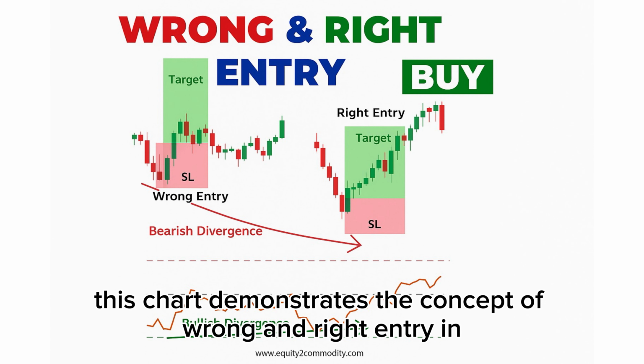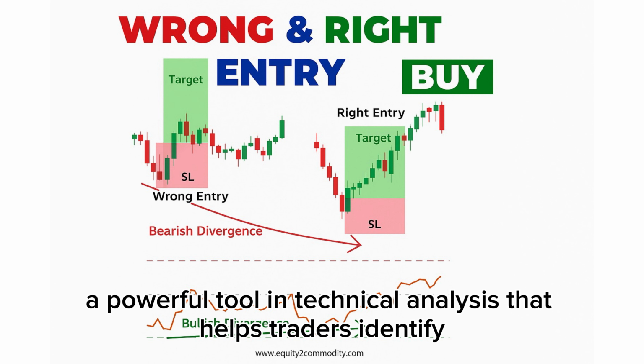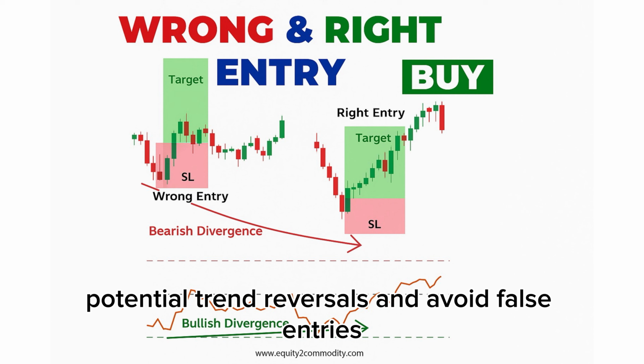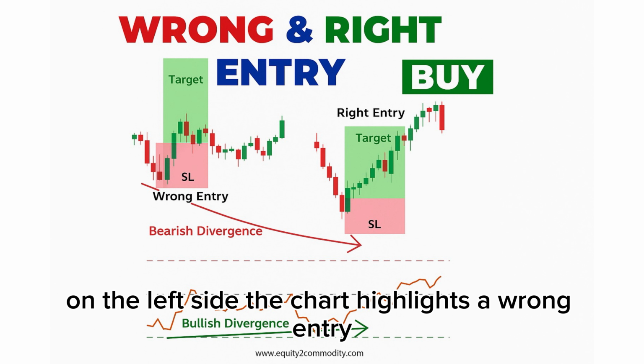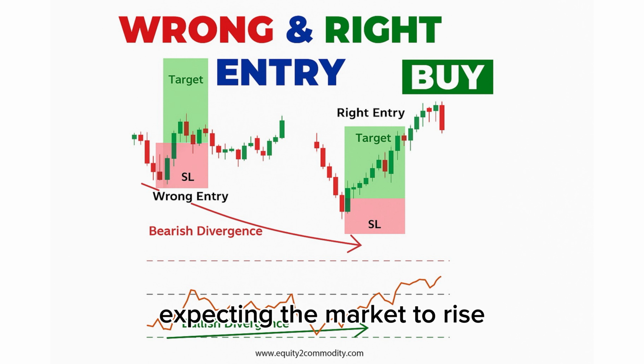This chart demonstrates the concept of wrong and right entry in buy trades using the help of divergence signals, a powerful tool in technical analysis that helps traders identify potential trend reversals and avoid false entries. On the left side, the chart highlights a wrong entry. Here, traders mistakenly enter a buy trade too early, expecting the market to rise.